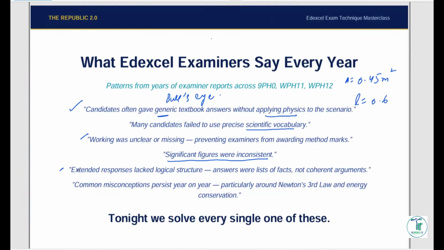Now, this point, extended logical structure. Answers were just a list of facts, not coherent arguments. So basically, this point refers to students who, whenever they're writing a 6 marker theoretical problem or a 4 marker theoretical problem, just try to list down the facts. Rather than that, they do not understand how to write a proper argumentative paragraph, as you might have been doing in your English essays. So you need to understand how you can write coherent arguments in scientific vocab, right?